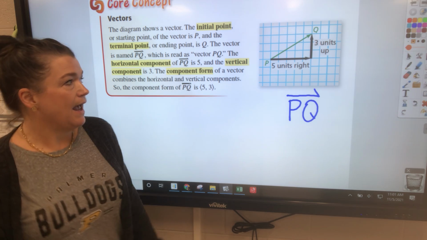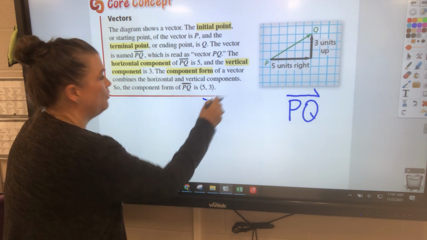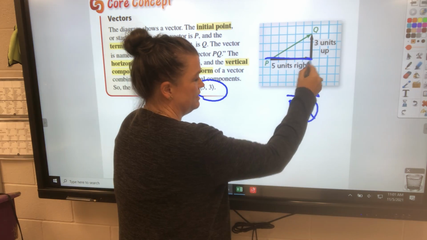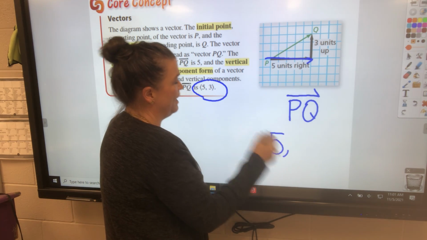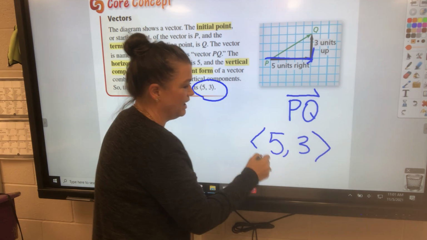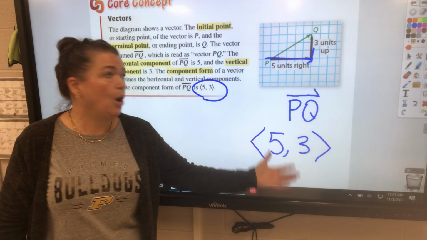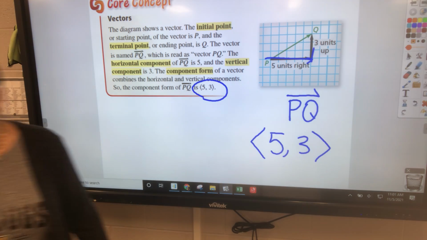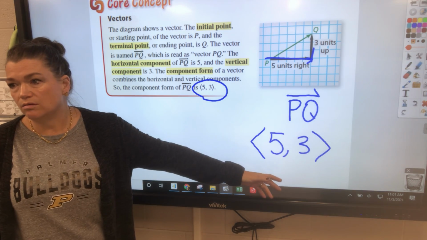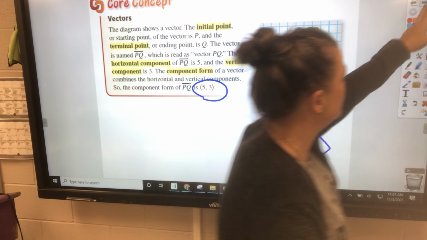For a vector, the component parts: the 5 units to the right is your positive 5, and the 3 units up is a positive 3, and this is how you write it in a vector's component form, right? Do you know that that's different from how you write it as a rule? We write it differently. We'll go over that in just a second.